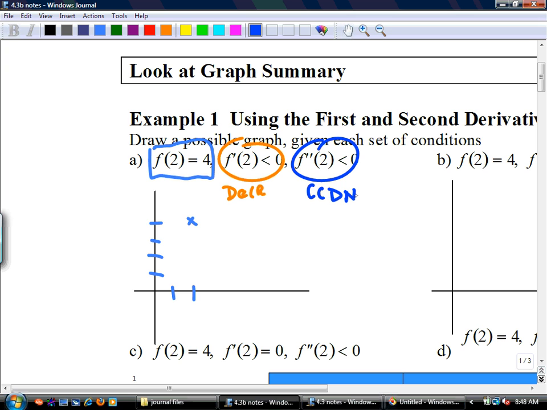So I would like you to draw a little bit of a function at the point 2, 4 that is falling and is concave down, please. Draw a little bit of a curve. Make it decrease and concave down there. So Mr. F, if I draw something like this, that's good.